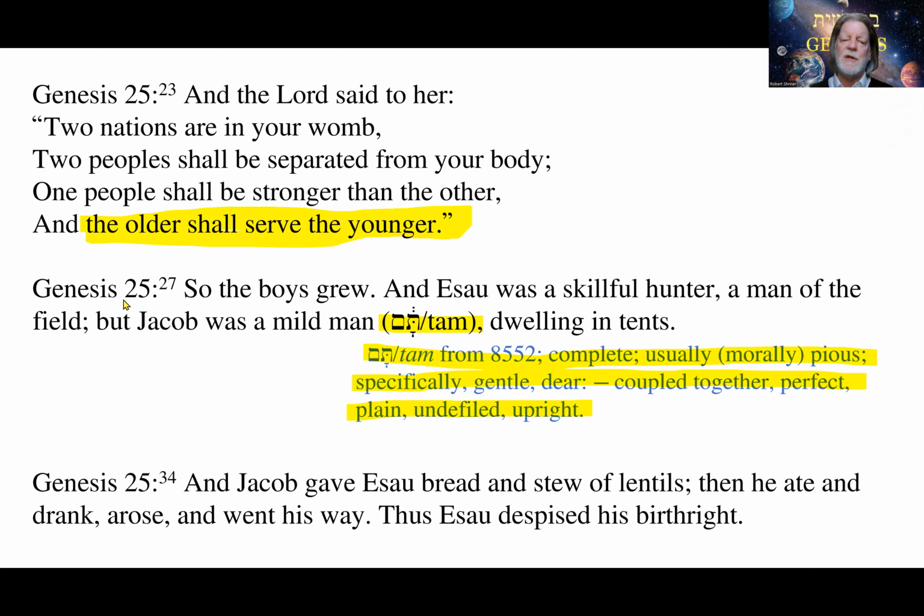But in Genesis 25:27, Yaakov, Jacob, is called a mild man in English, and in Hebrew that's a Tam, T-A-M. And here's the dictionary definition of what that means. He's a complete man, usually morally pious, gentle, dear, coupled together, perfect, plain, undefiled, and upright.